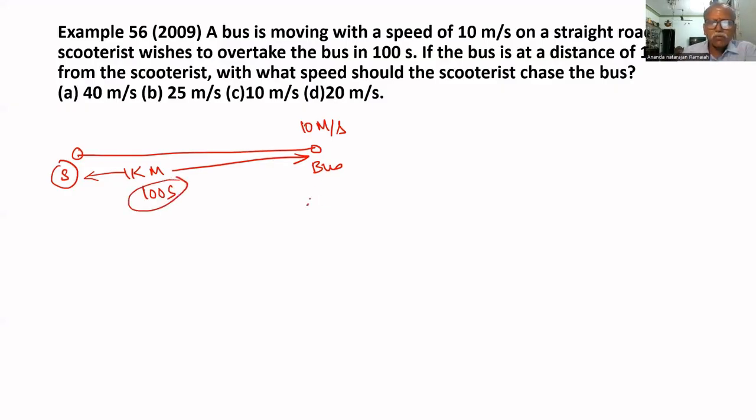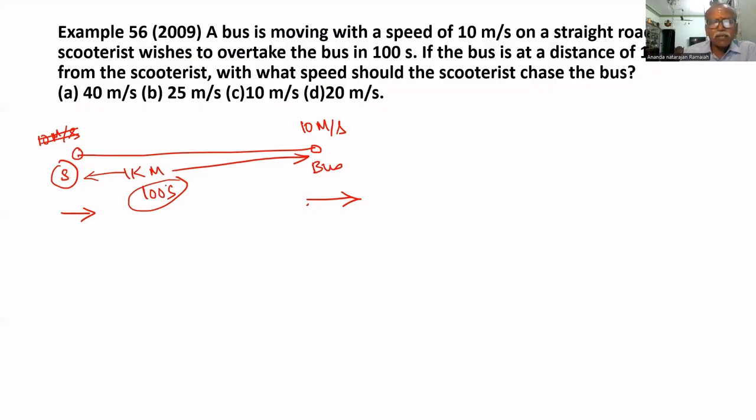So bus is moving this way, scooter also moving this way. Both are in the same direction, which means relative speed will be reduced. Let us assume that if bus and scooter are at the same speed, scooter also at 10 meter per second, what will happen? This 1 kilometer will be maintained forever because both are at the same speed. So the scooter speed should be above 10 meter per second. Then only it can overtake.